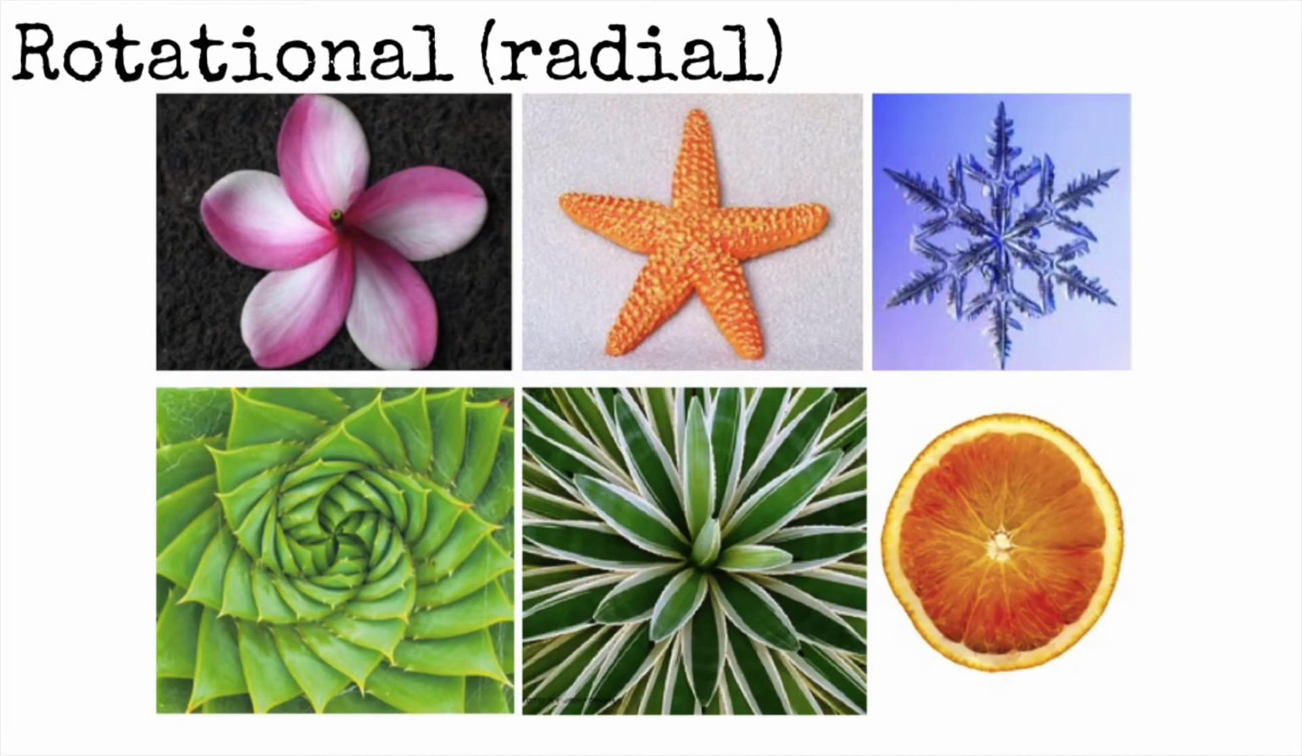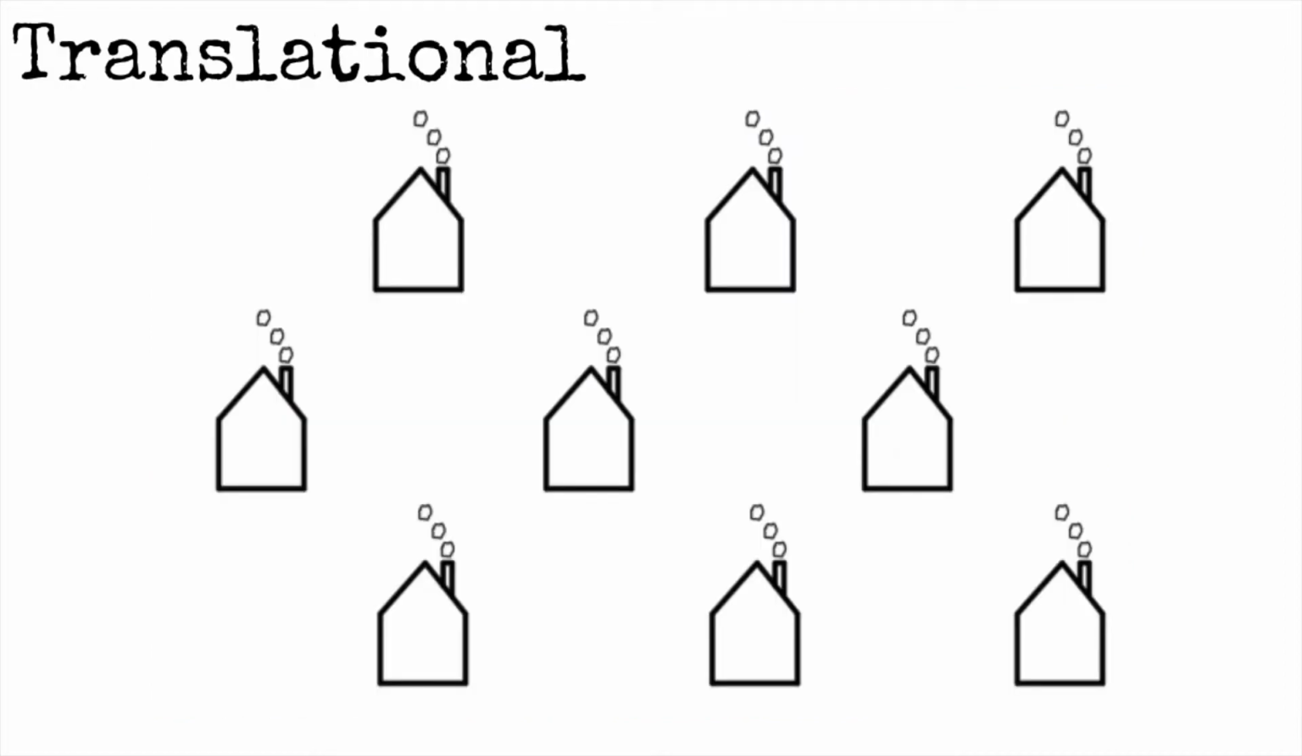Rotational or radial symmetry has a center point, and it has the same designs repeated outwards from that center point or carried away from the center point. So all six of these drawings are an example of radial or rotational symmetry. And then the translational symmetry has this picture of a house, and it is repeated. It's almost dragged down in a line to be translated.